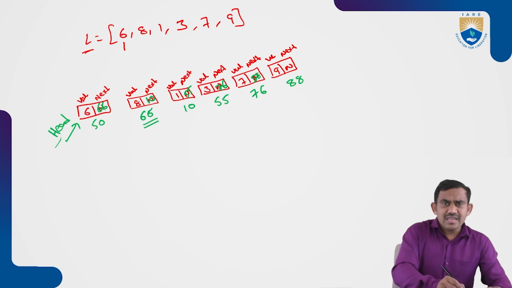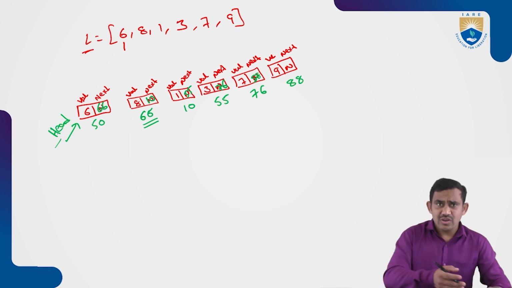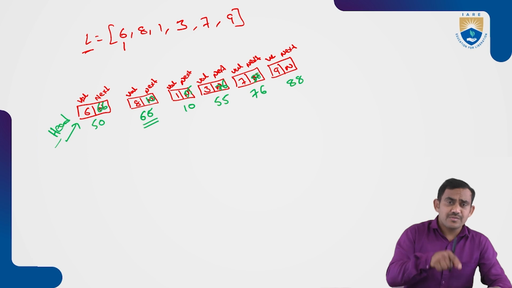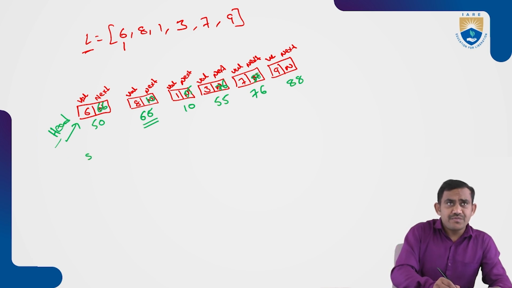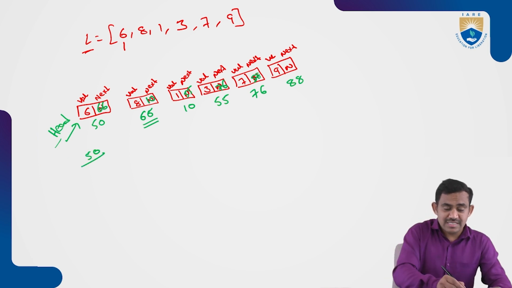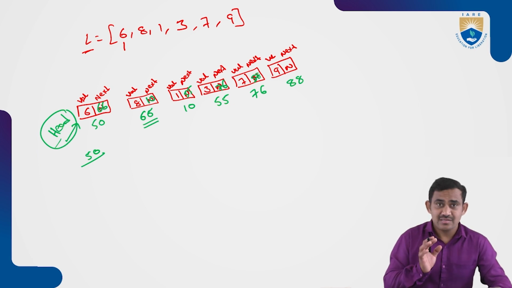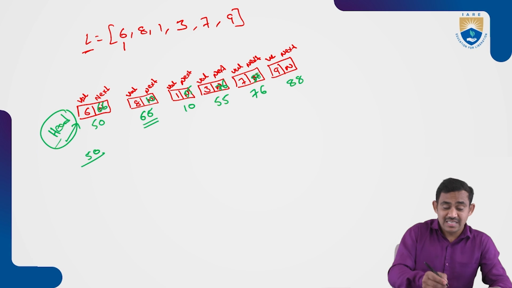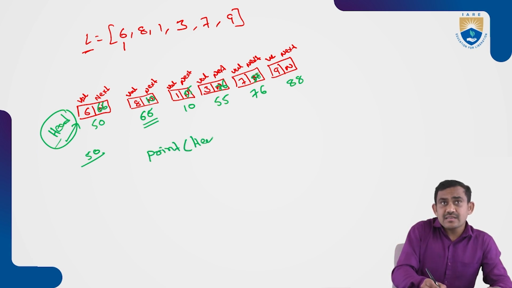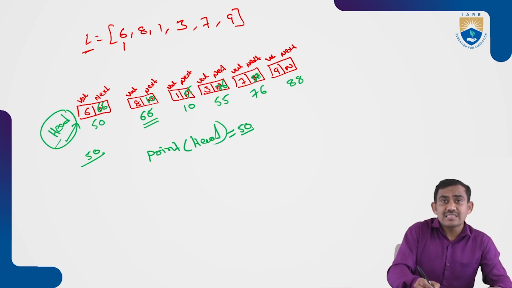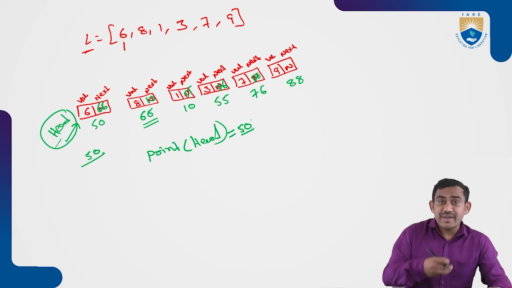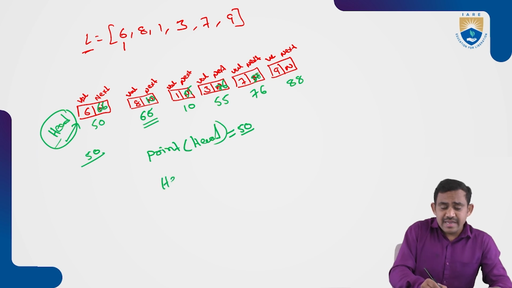Now this is my head. I want to travel from first to last. So what is the first address? The head is given 50. If suppose this is your head, given 50, it means the head has the address 50. Suppose I want to print head. Head means what will you print? You will print only the address, not data. So if I want to print the value, I use head dot value.